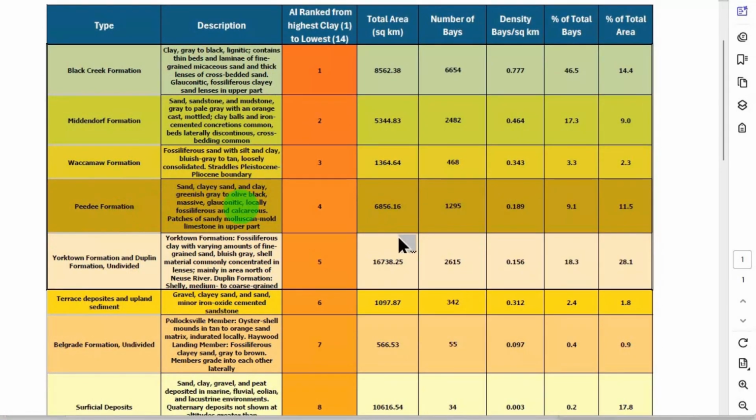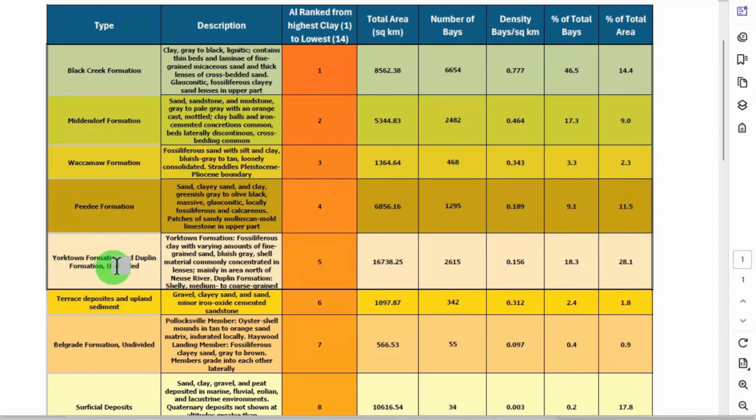The PD Formation, which has 6,856 square kilometers of area, had 1,295 bays. So that's a density of relatively small even compared to these other ones of 0.189 bays per square kilometer. It had about 9% of all the bays and 11% of all the land.